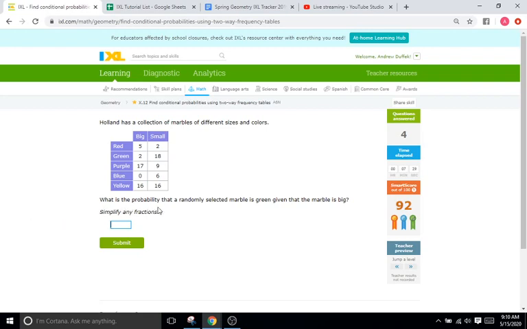It says the probability that a randomly selected marble is green given that the marble is big. So how many marbles, or what's the chance it's going to be big? 5 plus 2 is 7. 7 plus 14 is 21. 21 plus 0 is 21. And 21 plus 16 is going to be 40. So out of 40. Given that it's going to be big, what's the probability that it's going to be green? So green under big is 2. So it's going to be 2 out of 40. You can reduce that by half. So it's going to be 1 out of 20.